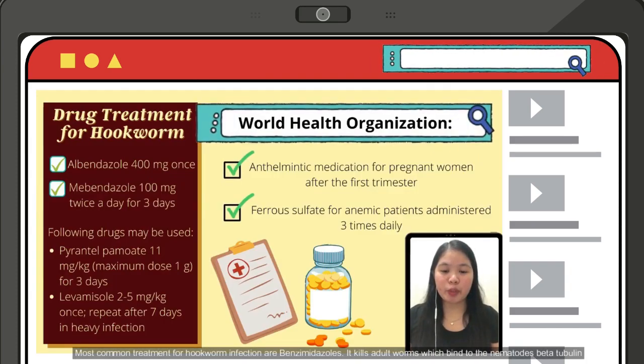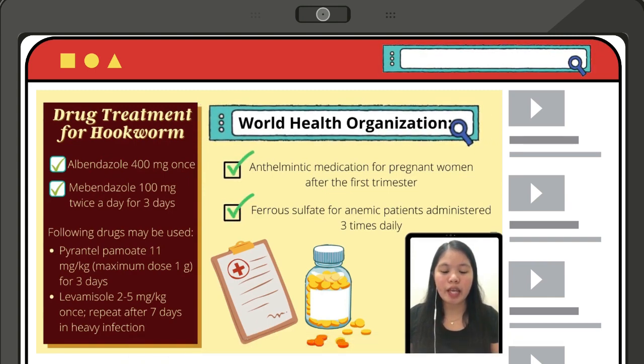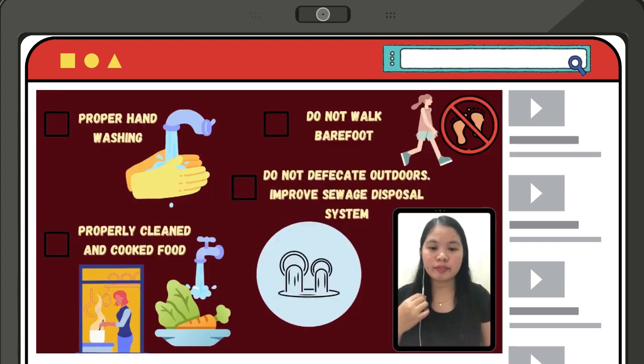The most common treatment for hookworm infection are benzimidazoles. They kill adult worms, which bind to the nematodes' beta-tubulin and prevent microtubule polymerization within the parasite. In general, albendazole and mebendazole are usually suggested drugs, generally given for 1 to 3 days. In a few cases, the following drugs may be used.